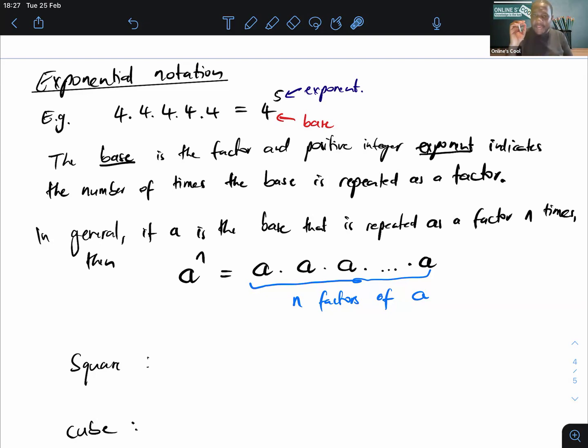In general, if A is the base, represented as a factor n times, then A exponent n is the same as A times A times A, n times. N factors of A. If n is 1, you multiply it once. If n is 10, you multiply it 10 times. If n is 20, 20 times. If n is 100, 100 times.